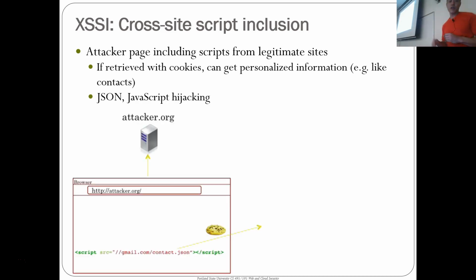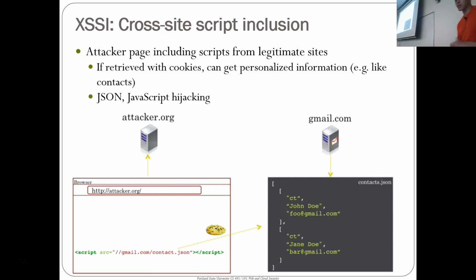Okay, so here's what it looks like. I go to attacker.org, and within attacker.org, it includes a URI that tries to get my JSON contacts. Because this is actually valid JavaScript, the browser will look at this and say, oh, script source, I don't have to pay attention to the same origin, and this is valid JavaScript, so I'm good. I'll let this happen. And if this is done with the cookie for Gmail, then in the attacker's page, I might be able to get this.